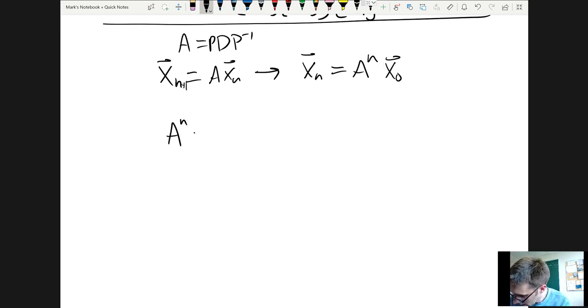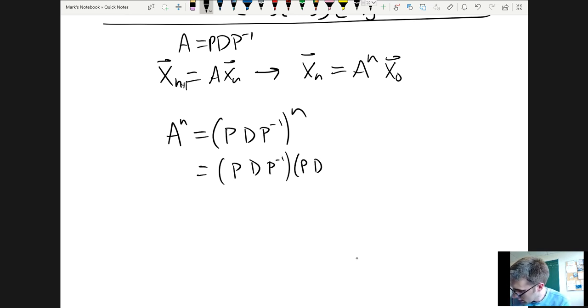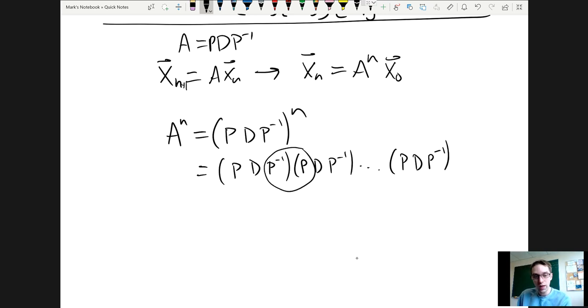So let's think about A to the n, given that A is just P D P inverse. Well, when you raise a matrix to the n, that's just like multiplying by itself n times. And so this is just P D P inverse times P D P inverse, a total of n times. And what I want you to notice is that in the middle, we have a bunch of products of P inverse and P. Well, when you multiply a matrix by its inverse, what you get is the identity matrix, which doesn't change anything. And so we're going to have a whole bunch of P inverse P's in the middle that are all going to cancel out. And so this is ultimately going to simplify down to just P times D to the n, P inverse.